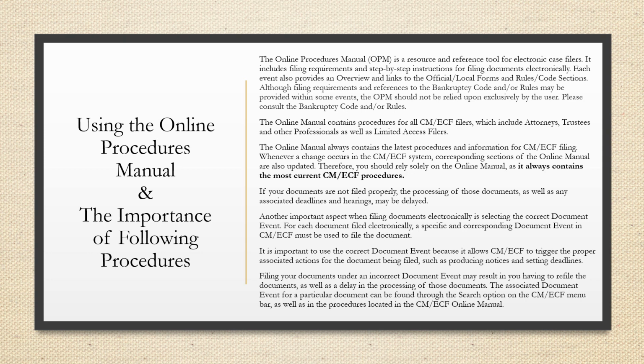Filing your documents under an incorrect document event may result in you having to refile the documents, as well as a delay in the processing of those documents. The associated document event for a particular document can be found through the search option on the CM-ECF menu bar, as well as in the procedures located in the CM-ECF online manual.